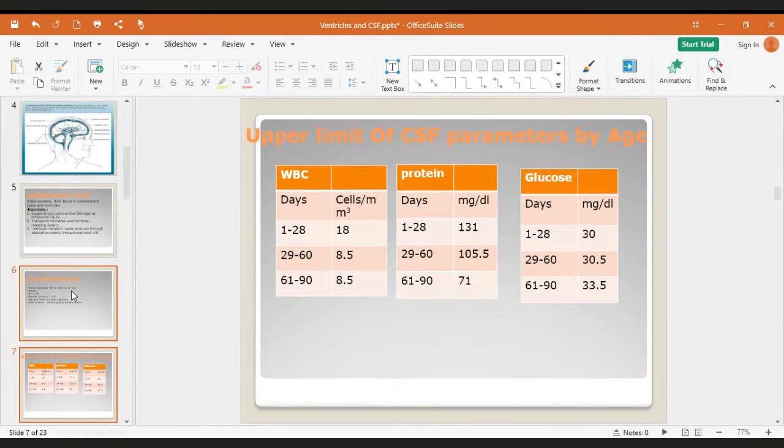This slide shows the upper limit of CSF parameters by age group. WBCs of 5 to 15 is normal in the age group of less than 1 month, while above 1 month of age, any WBC count more than 5 is abnormal, and any polymorphonuclear cell present is abnormal. Protein may be up to 150 in premature infants and those less than 1 month of age. After that, normal CSF protein is up to 45. Glucose is two-thirds of the blood glucose level.